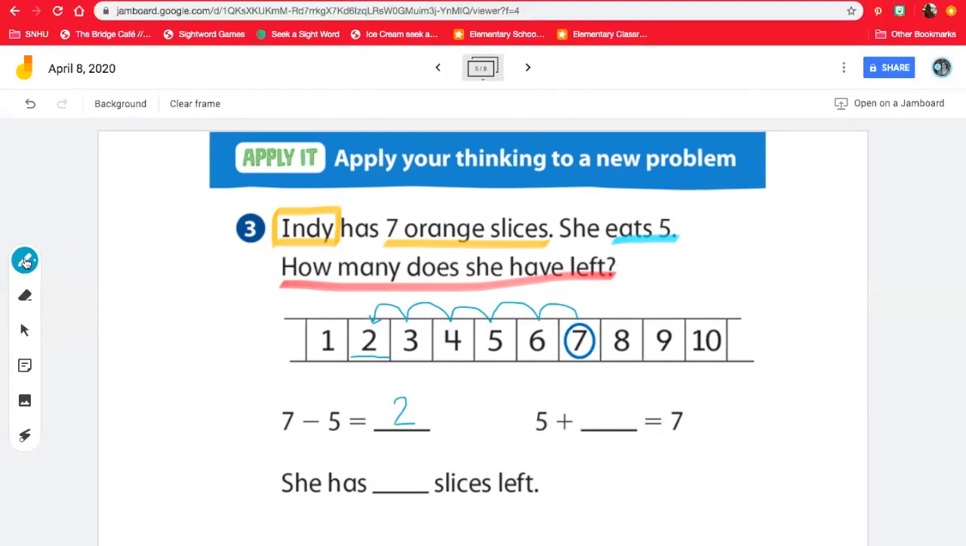Now 5 plus what equals 7? Well, let's start at 5 and let's see how many jumps we need to get to 7. So 5, 6, 7. So we needed 1, 2 jumps. So 5 plus 2 equals 7. 7 take away 5 is 2. 5 plus 2 is 7. So that means she has, what's the answer? She has 2 slices left because she started with 7 and she ate 5, which leaves us at 2.